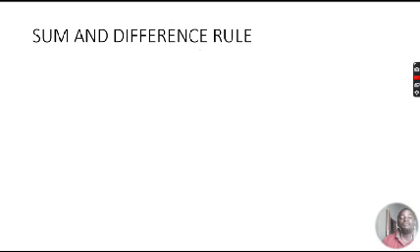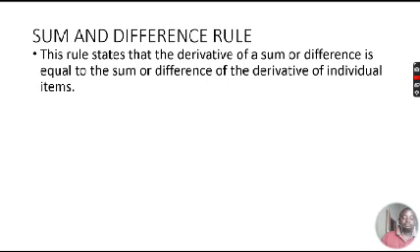Okay, let's continue and talk about another law. Let's talk about the sum and difference rule. Now, the sum rule and the difference rule are the same. This rule states that the derivative of a sum or the derivative of a difference is equal to the sum or the difference of the derivatives of the individual items.